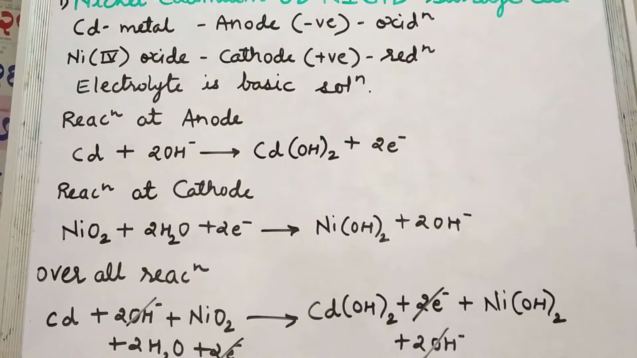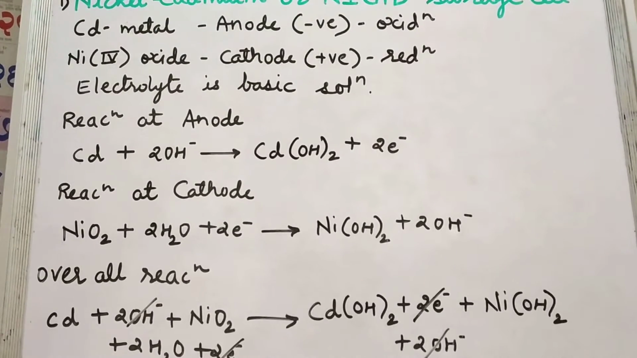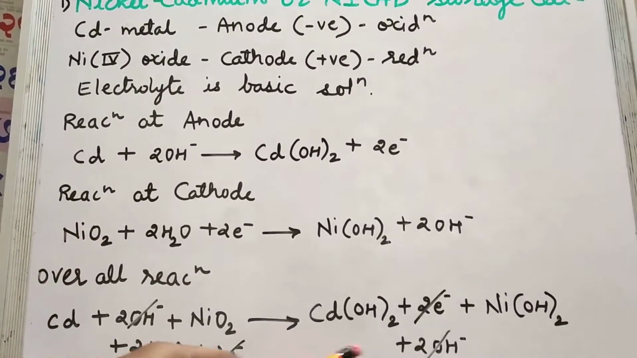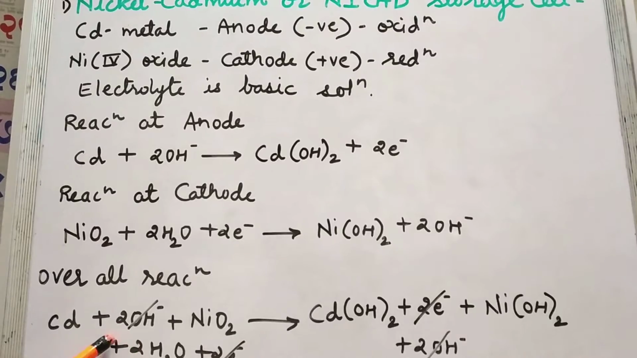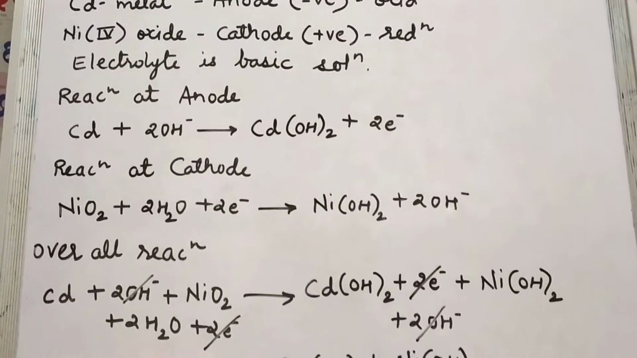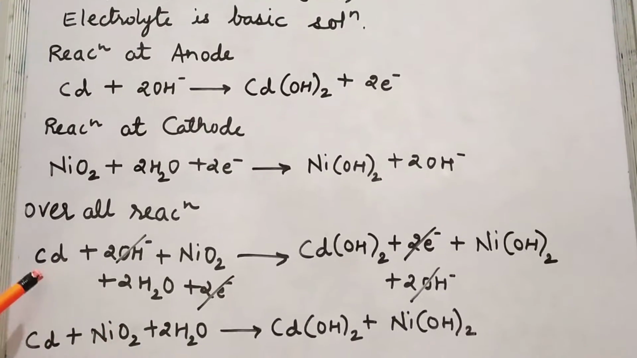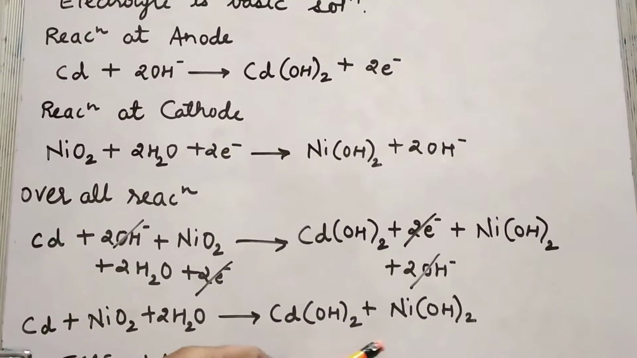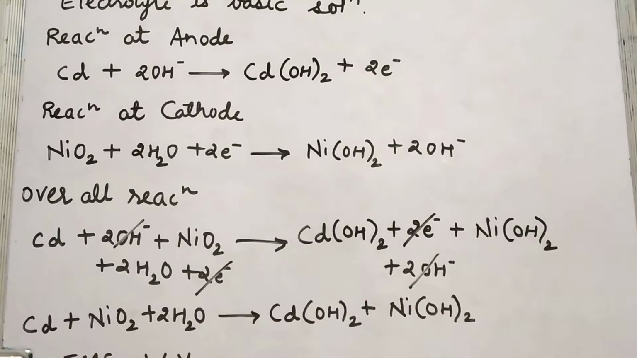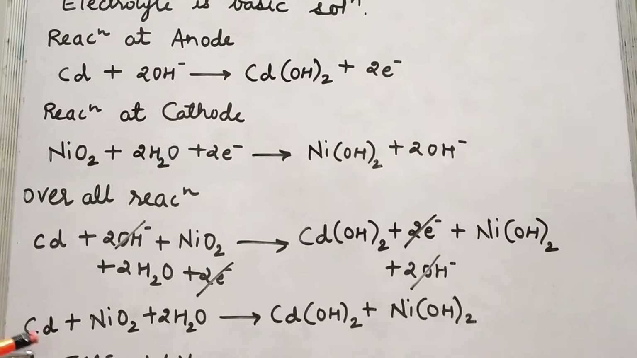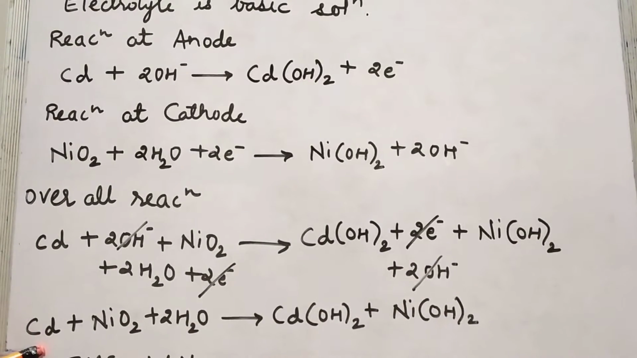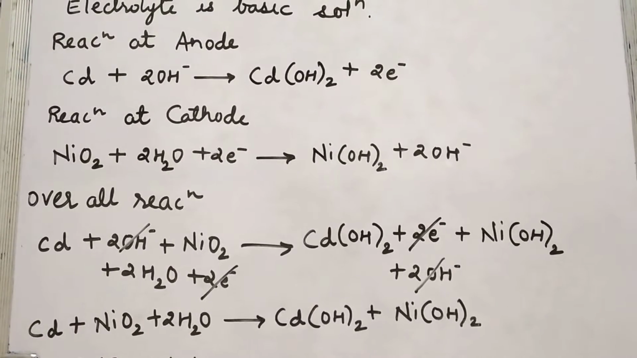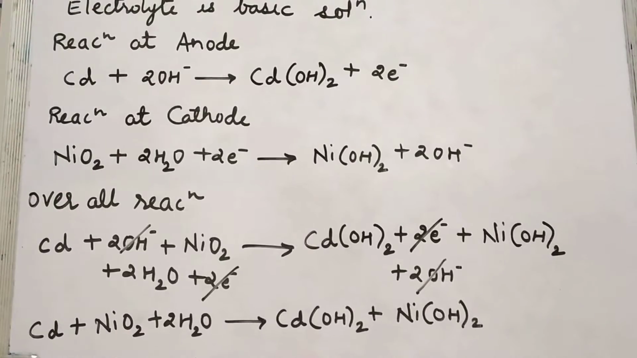Now to get the complete reaction, what will we do? Add the oxidation and reduction reactions, LHS with LHS and RHS with RHS. So what you find is 2 times OH minus get cancelled, 2 electrons get cancelled. What remains is Cd plus NiO2 plus twice H2O, and Cd(OH)2 plus Ni(OH)2. This forms the net reaction. So you get the net reaction that is coming here. This becomes the overall reaction of nickel cadmium storage cell.